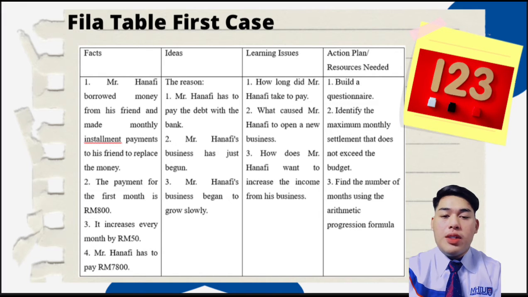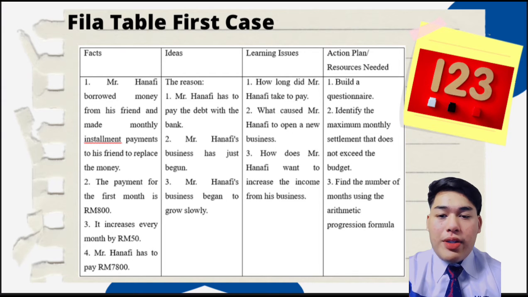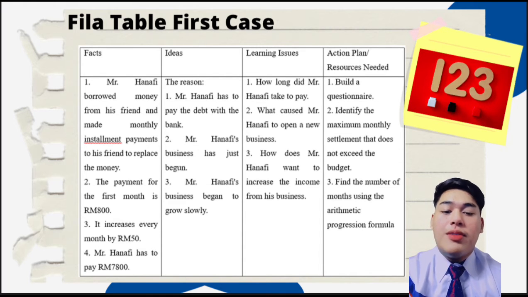Now I will present about the filler table for the first case. First, we have facts. Mr. Hanafi borrowed money from his friend and made monthly installment payments to his friend to replace the money. Second, the payment for the first month is 800. Third, it increased every month by 50 ringgit. Last, Mr. Hanafi has to pay 7,800 ringgit.